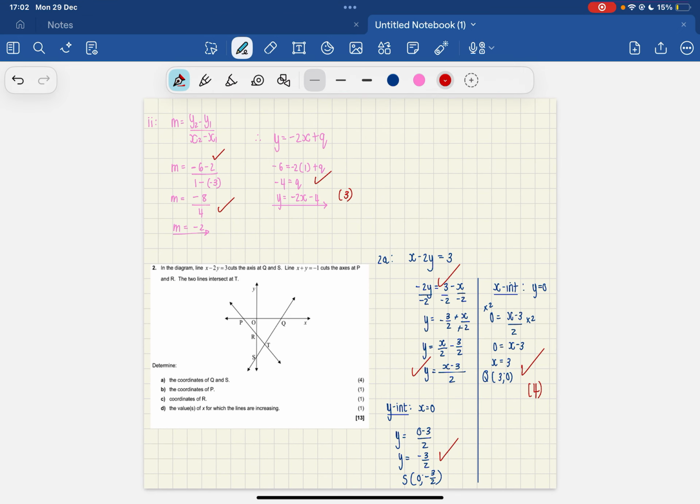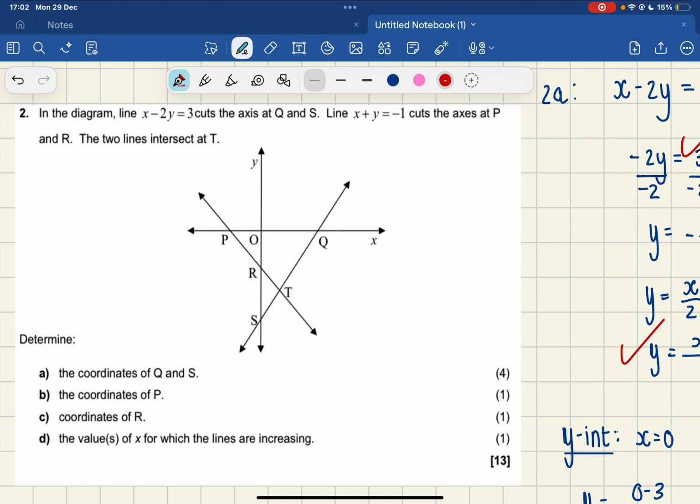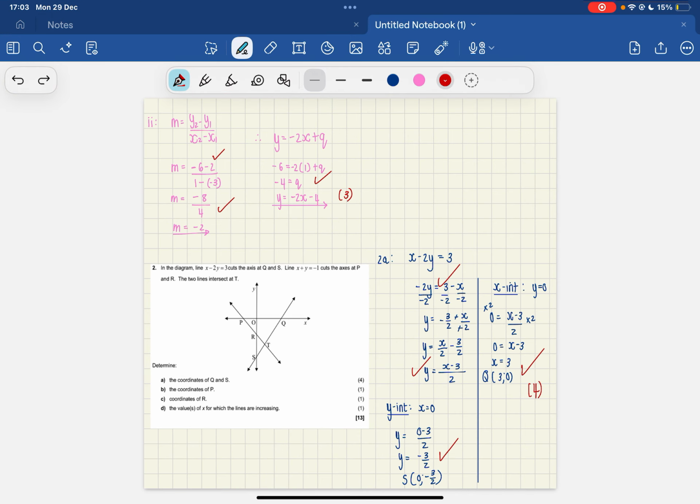Now we're moving on to question B, which asks for the coordinates of P. P lies in this function. And it's quite important for us, boys and girls, to remember that when P lies in this function, we then have to deal with this. We're going to be following the same procedure I followed. Make y the subject of the formula. In this case, it would be very easy.